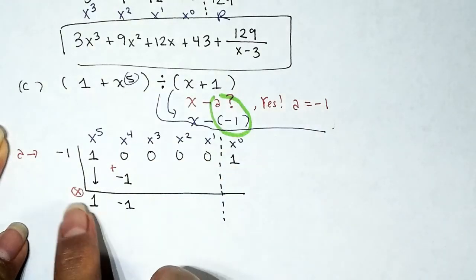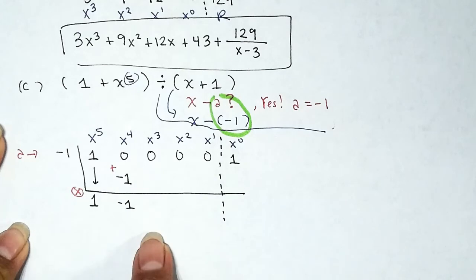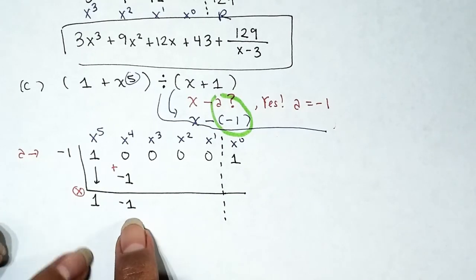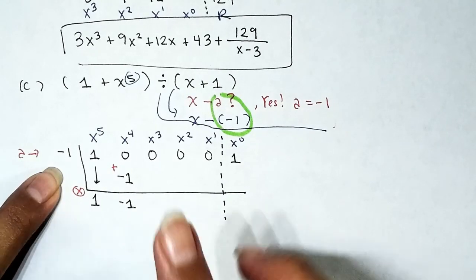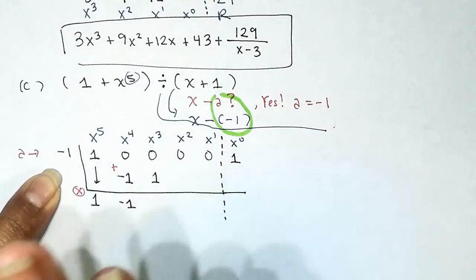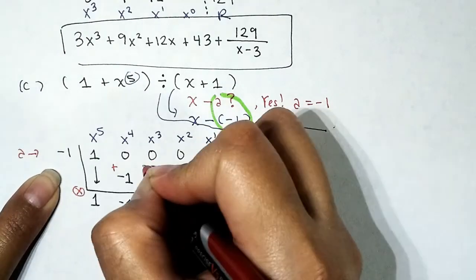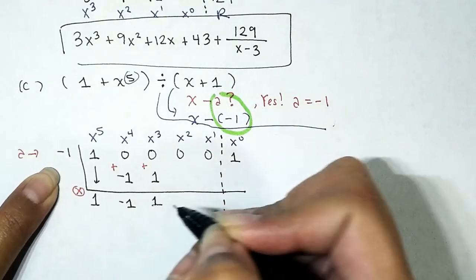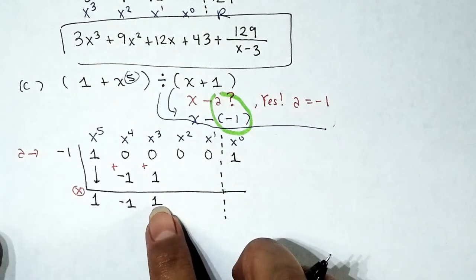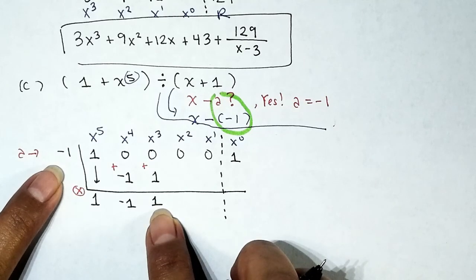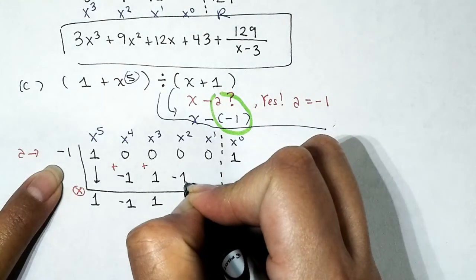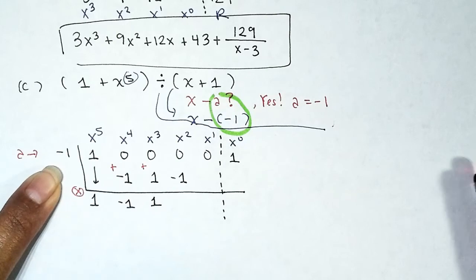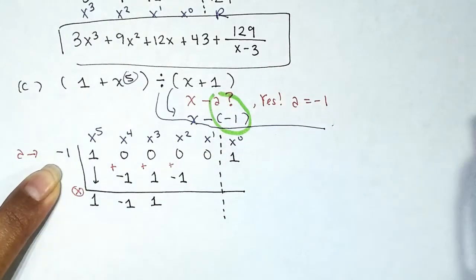And again, we multiply and add until we can't anymore. Negative 1 times negative 1 will give us 1. That sum will give us 1. Multiply and add again. Product of 1 and negative 1 will give us negative 1. That sum will give you negative 1.